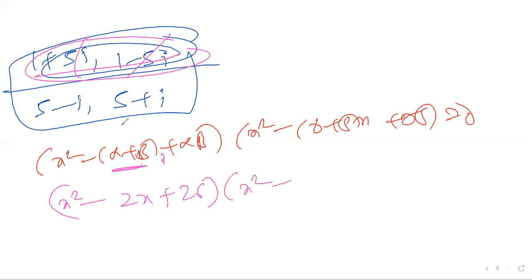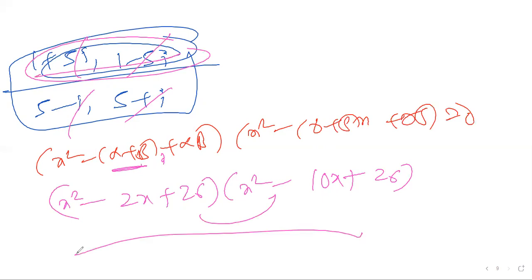For the other pair, what is the sum of the roots? The i cancels. How much is there? 10. What is the product of the roots? 5 square is 25 plus 1 is 26. This is right. This is the way you'll get it out. These two you multiply, you'll get the fourth order equation. Am I clear? Yes.